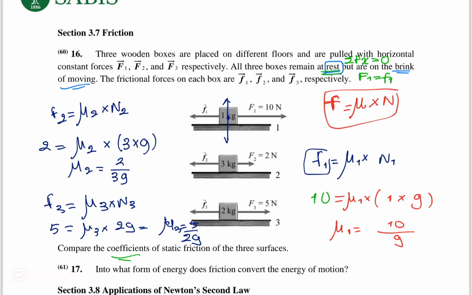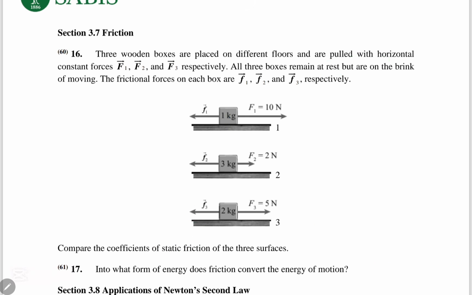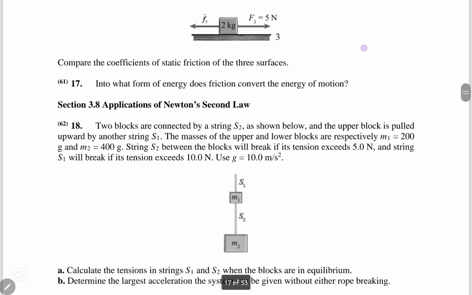So if we were to compare them, we will see that mu1 has a greater coefficient than mu3, and mu3 is a greater coefficient than mu2, very simply, okay? How did I compare them? I used this one and this one and this one. That's it for question 16. We'll move on to question 17.